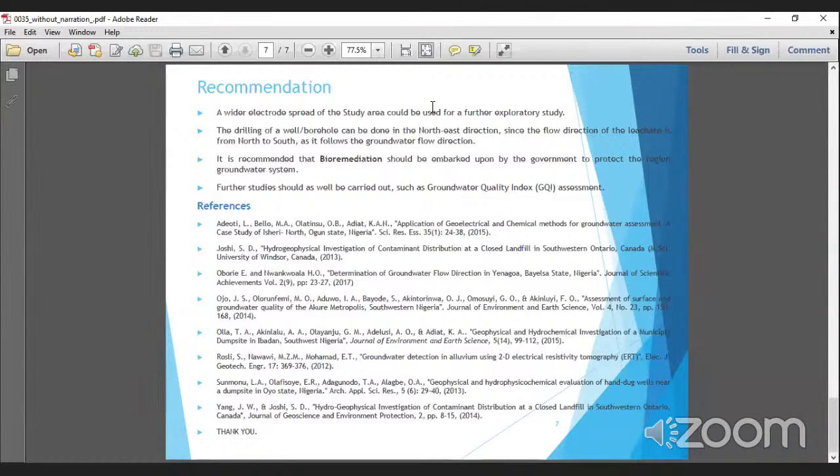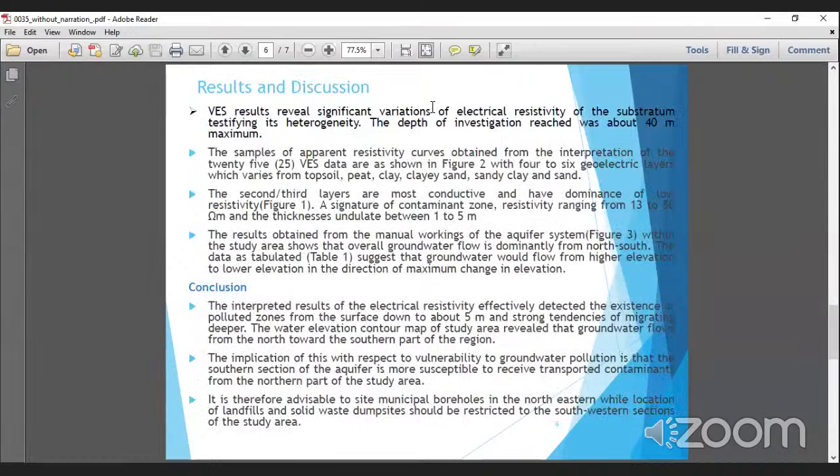Conclusion: the interpreted results of the electrical resistivity effectively detected the existence of polluted zones from the surface down to about 5 meters, and strong tendencies of migrating deeper. The water elevation contour map of the study area revealed that groundwater flows from the north towards the southern part of the region.